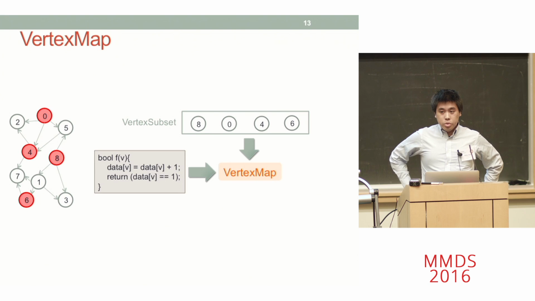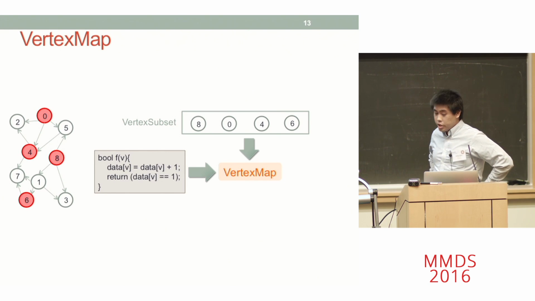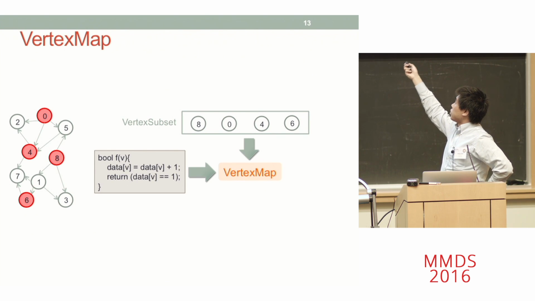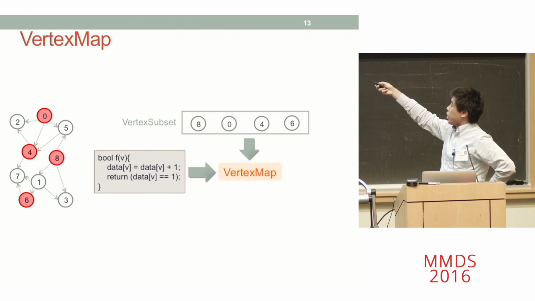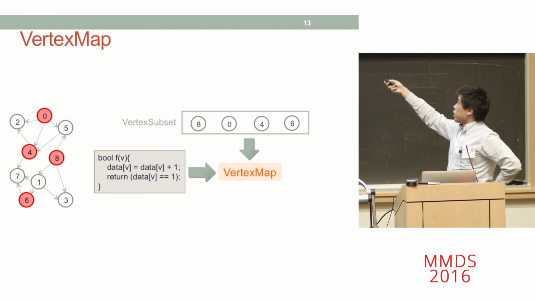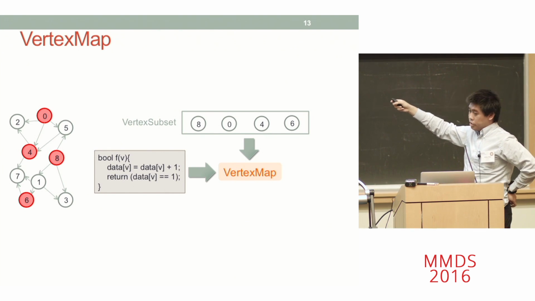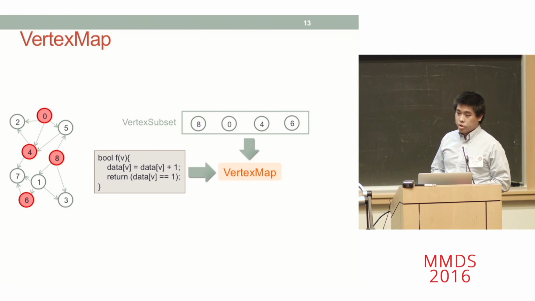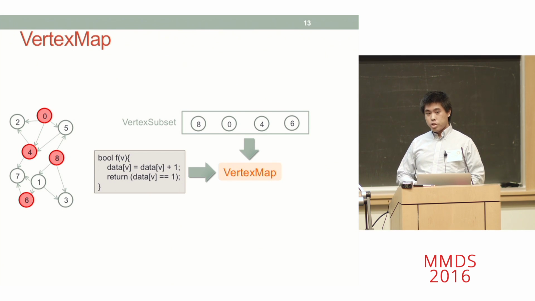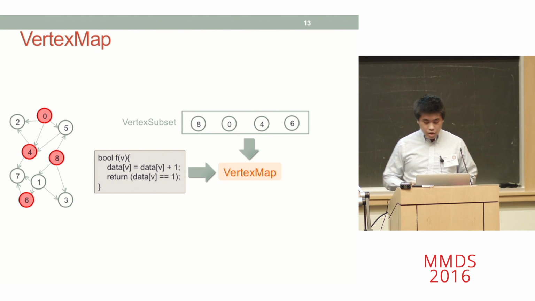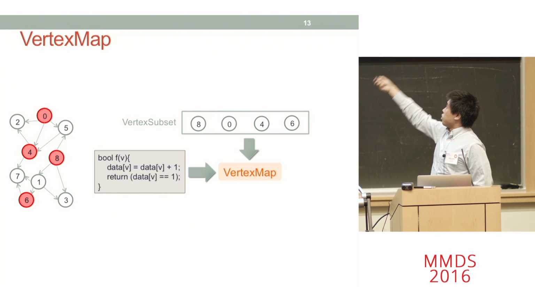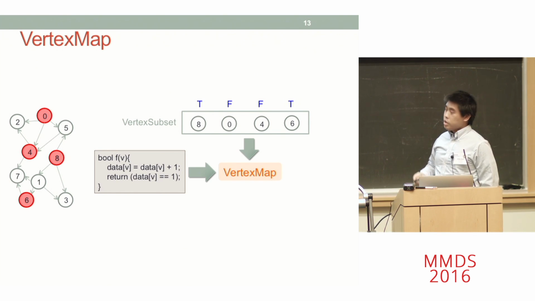So PageRank is going to use vertex maps. BFS didn't, but PageRank will, so let me now define what the vertex map does. It takes as input a vertex subset, so this vertex subset is the 4 red vertices on the left. It also takes a Boolean function, f, and this Boolean function is going to side effect some data structures associated with the vertices. This is used to update some local information, but it also returns true or false based on some condition. So vertex map is going to apply this function to each one of these vertices in the input.